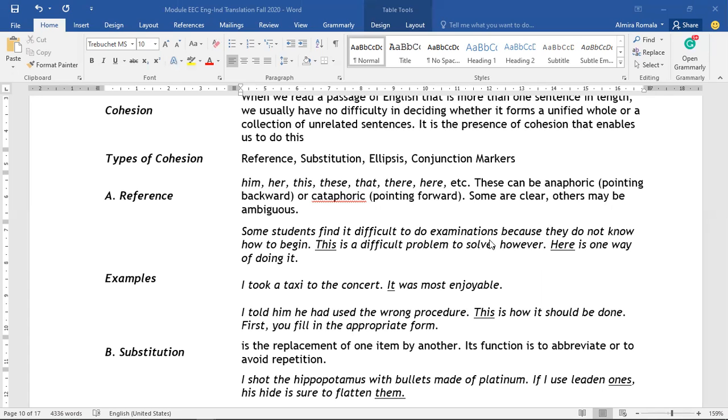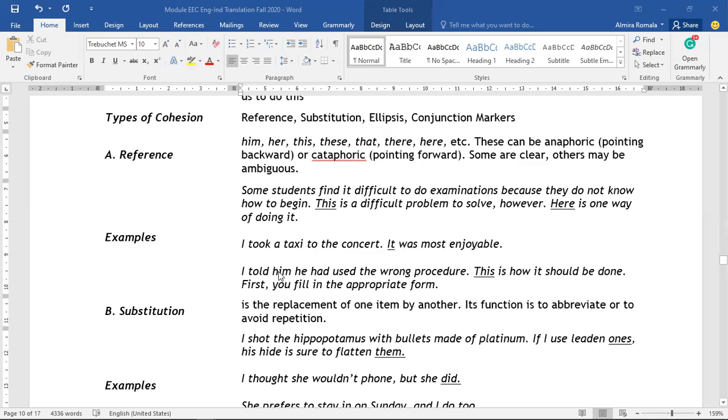Alright, and then the other examples, guys. "I took a taxi to the concert. It was most enjoyable." So we have the reference "it," but I'm wondering what it refers to. What do you think, guys? Does it refer to the taxi or the concert? Yeah, it is ambiguous. So this one is an example of ambiguous reference.